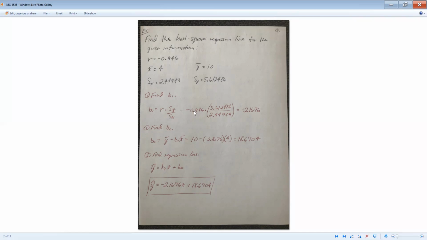So R is negative 0.946 times 5.612486 over 2.44949. So those are the values that they gave us. When you multiply those out, you get negative 2.1676 as B1. B naught is going to be Y bar minus B1 times X bar. So that's 10 minus negative 2.1676 times 4.